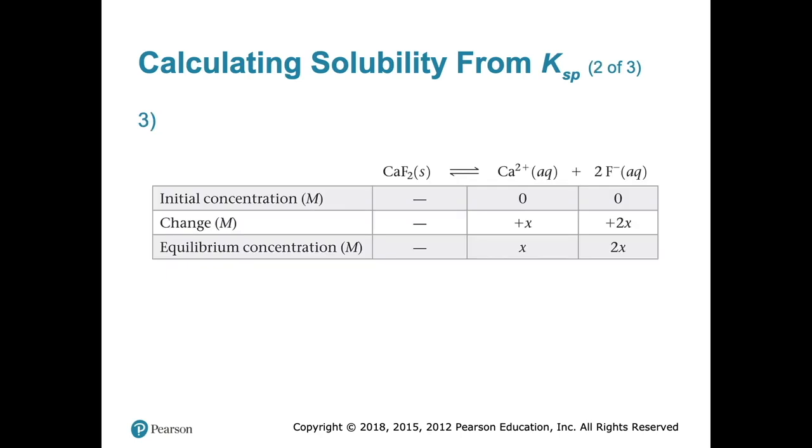Now, at the very beginning of the ice table, we have here calcium fluoride, and remember, when it's a solid, you don't have to put anything there. And then the initial concentration of calcium is 0. And then remember, you have 2 moles of fluoride, so that's also 0. But what that means then is that when you have a change, all this stuff is still 0 for the solid. But you only have 1 mole of calcium, but you have 2 moles of fluoride, so it's going to be plus X here, plus 2X here. Thus, the equilibrium concentration of both of those ions is going to be X and then 2X. So not as complicated as the acid base or the chemical equilibrium, right?